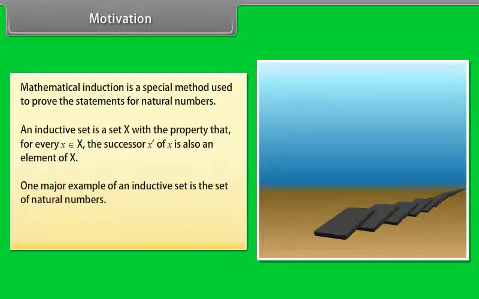One major example of an inductive set is the set of natural numbers. The set of natural numbers is denoted by capital N.